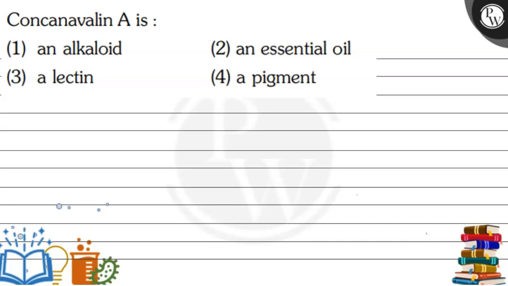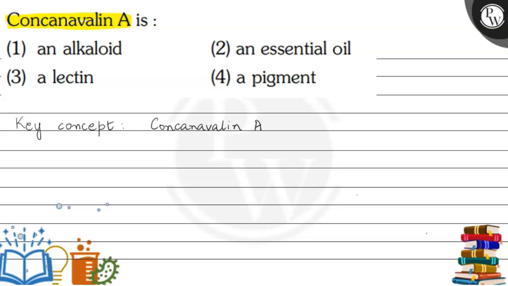So the question says Concanavalin A is... So we need to identify out of the four options which best describes what a concanavalin is. So the key concept in this question is to understand the properties of Concanavalin A. So this is a difficult question. Let's begin by understanding the key concept.